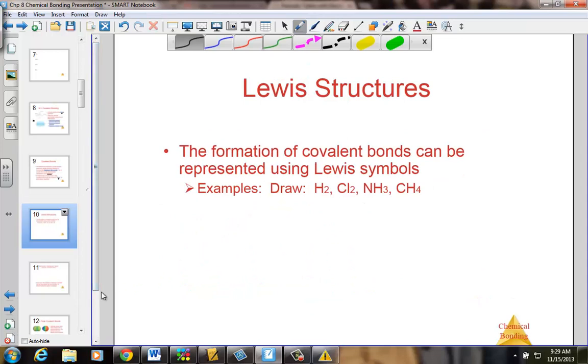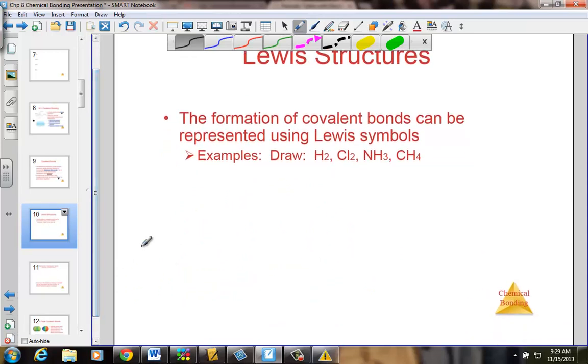Let's examine some simple models using some Lewis structures. We can begin with the simplest structure of all, hydrogen. Notice that hydrogen, which lives in group 1A, has one valence electron. If we were to write its electron configuration, nothing simpler: one valence electron in the first energy level in the s sublevel. We would represent that with a single dot.